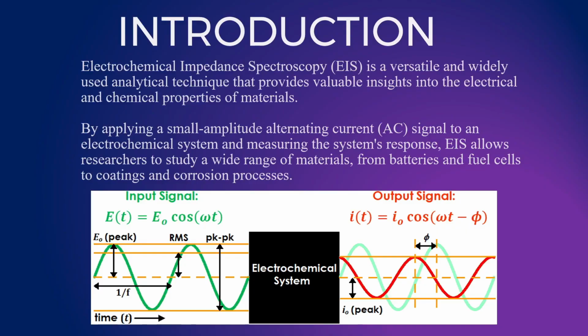So by applying a small amplitude alternating current signal to an electrochemical system and measuring the system response, EIS can allow researchers to study a wide range of materials, from batteries and fuel cells to coatings and corrosion processes.